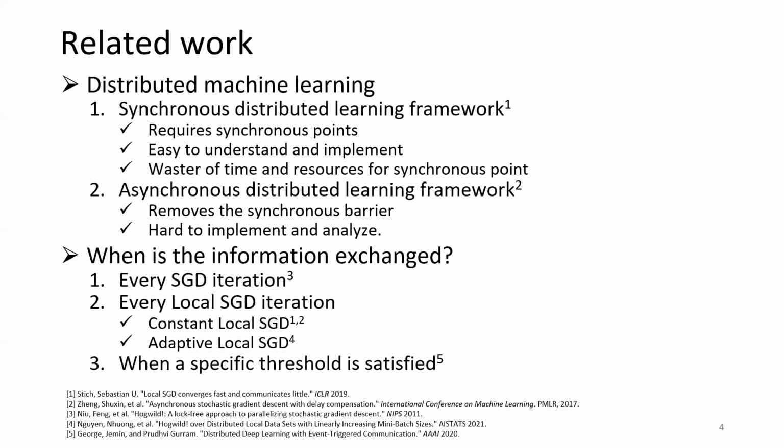We can exchange the information for every SGD iteration, for a certain number of SGD iterations, or when a specific threshold is triggered. The linearly increasing sample sequence is the adaptive local SGD. There is a list of reference papers here about distributed machine learning, and if you have an interest, you can take a look.